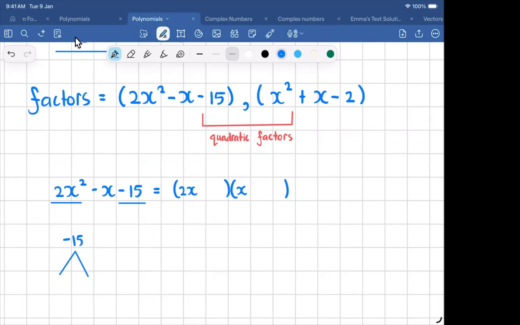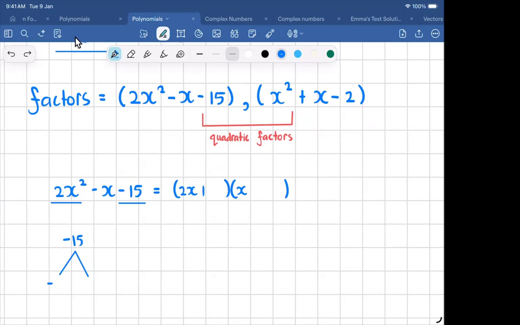You could use negative 15 and positive 1. I could tell you from now that wouldn't work. Think about it: if I put plus 15 here and plus 1, if I expand that, I end up with 2x squared, 2x and 15x. I want to get minus x in the middle. That could never give a minus x. So that's way too big.